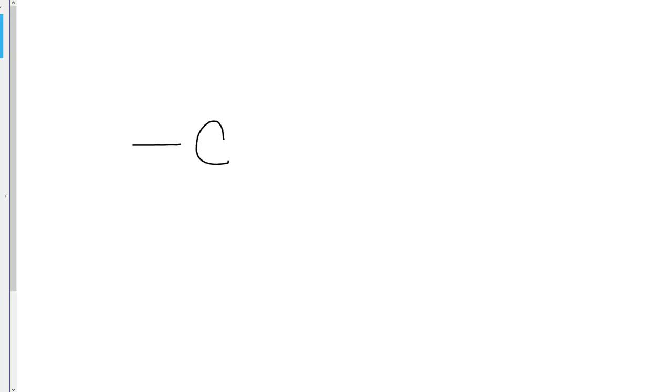We had a carbon, 3 oxygens, and we found that we had a double bond to one of them, doesn't really matter which. And then overall, the carbonate ion has a 2- charge.